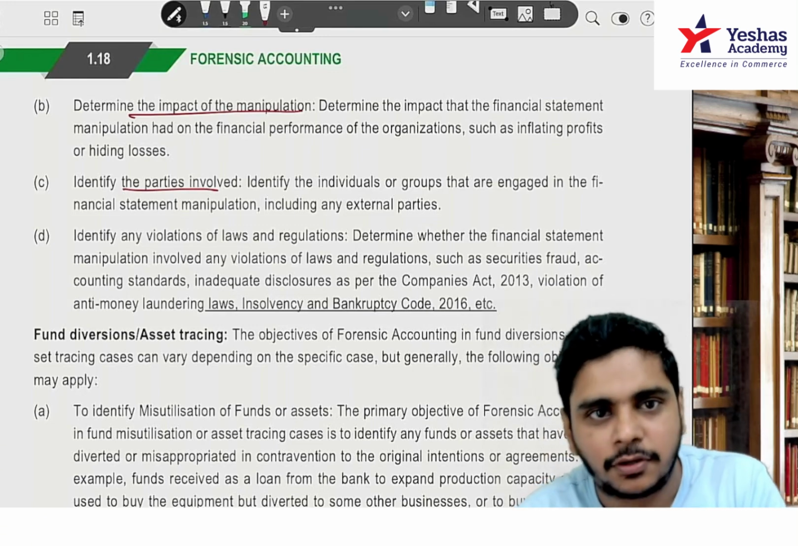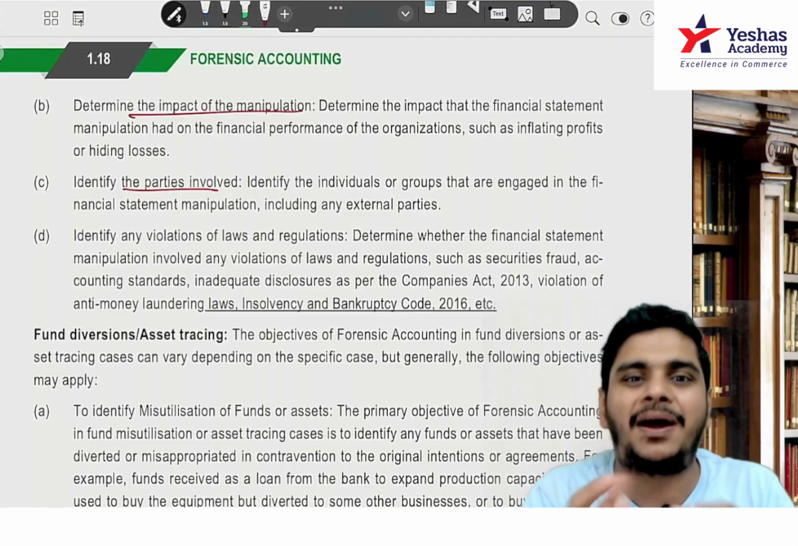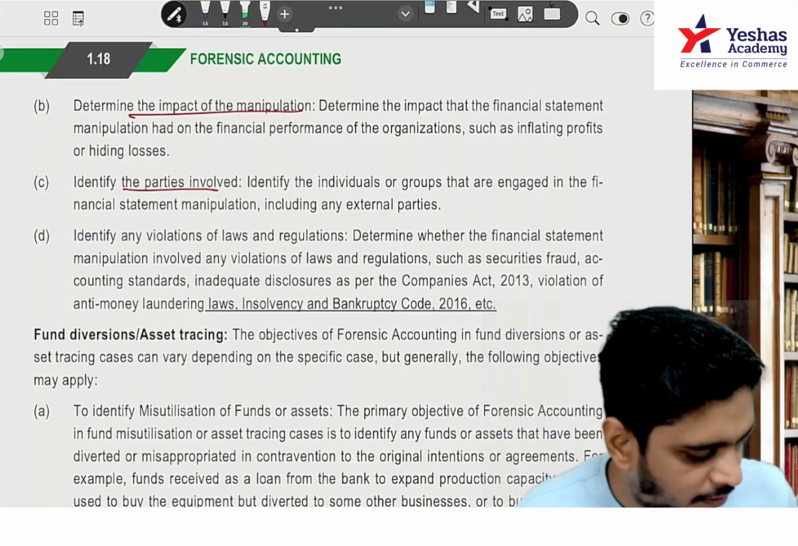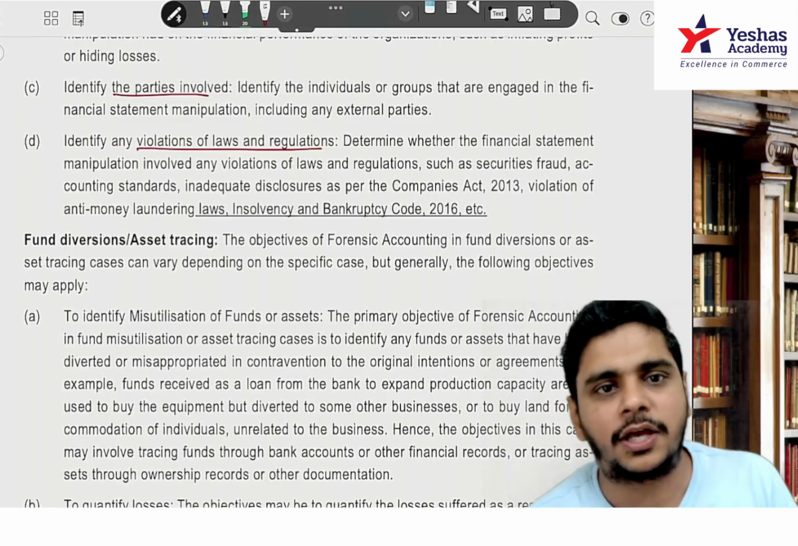Identify the parties involved. You will identify the parties or groups who were involved, because it's not an automated process, it's a manual process, somebody was involved there. Fourth, identify the violations of laws and regulations. What law they have contravened.